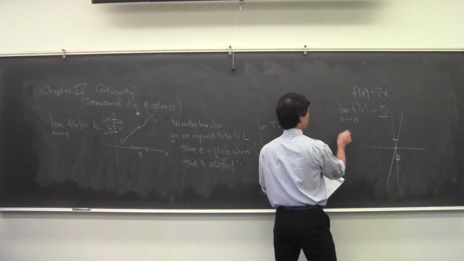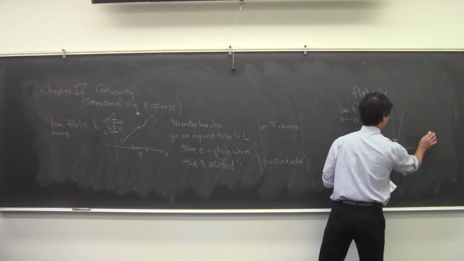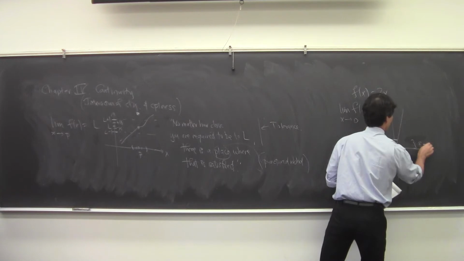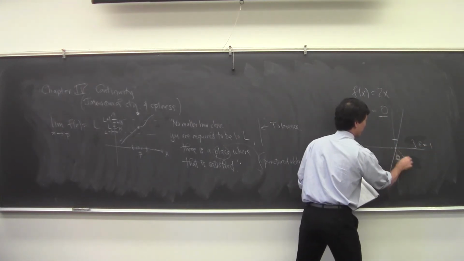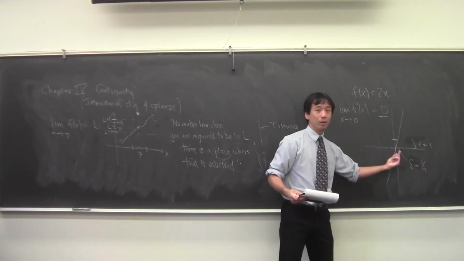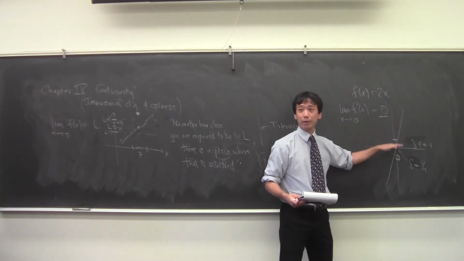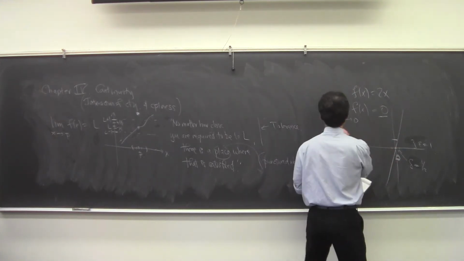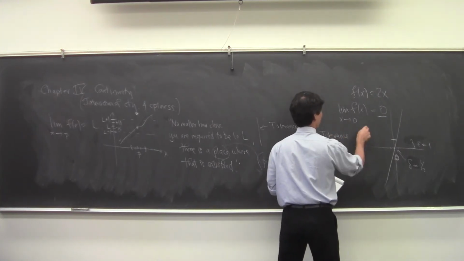So if I take a tolerance of 1, then I get a corresponding radius of 1/2. As long as I'm within 1/2 of 0, then my outputs are within 1 of 0. So tolerance and radius.